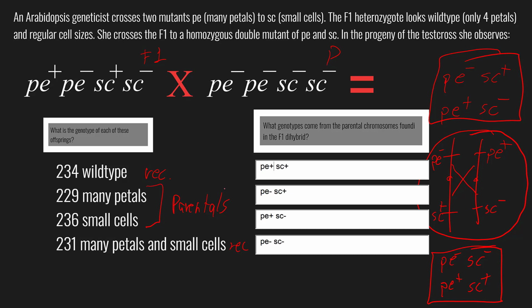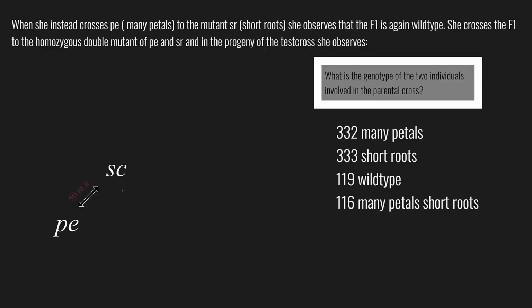Okay, before we proceed to make the comparison to the new pair of mutants, we need to fill up the information that we already have. This is the information between the petals and the small cells. And there it is, right? So we determined that the distance in map units between the two different genes is 50%. So now we can proceed and compare with the short roots genotype.